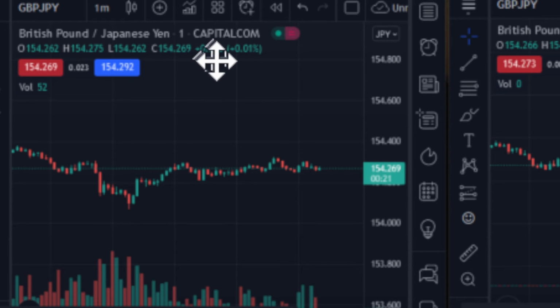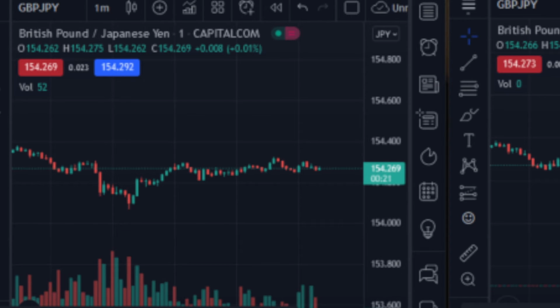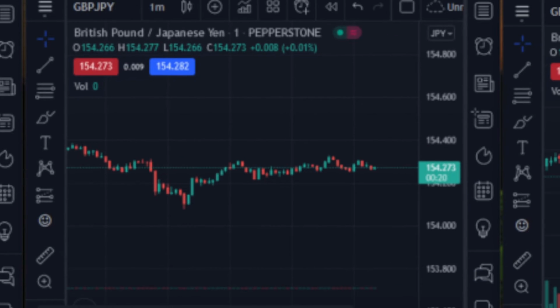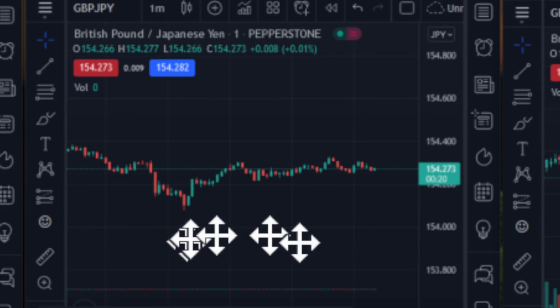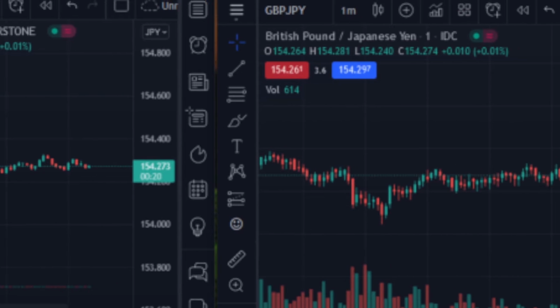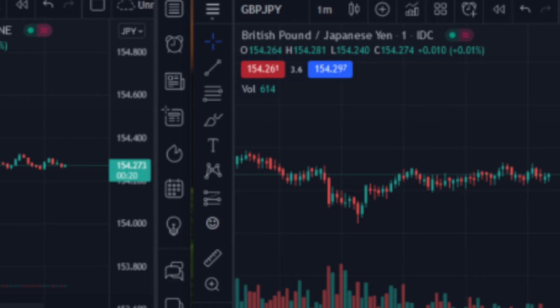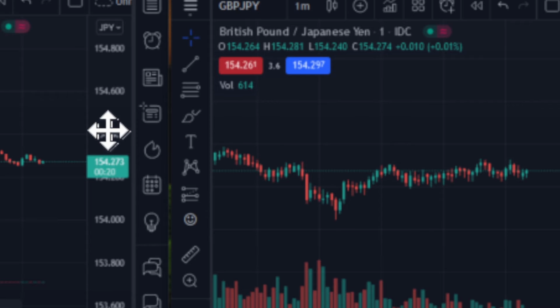Okay, we move to the second row of the 6, still the same currency pair. This time our source is Capital.com. Volume, what is it, 52? Moving along. This one, source is Pepperstone. Volume 0. It is technically available. We did not get the little exclamation error, but it has zero volume. Let's keep going. This one is IDC. Volume quite a bit, 614.